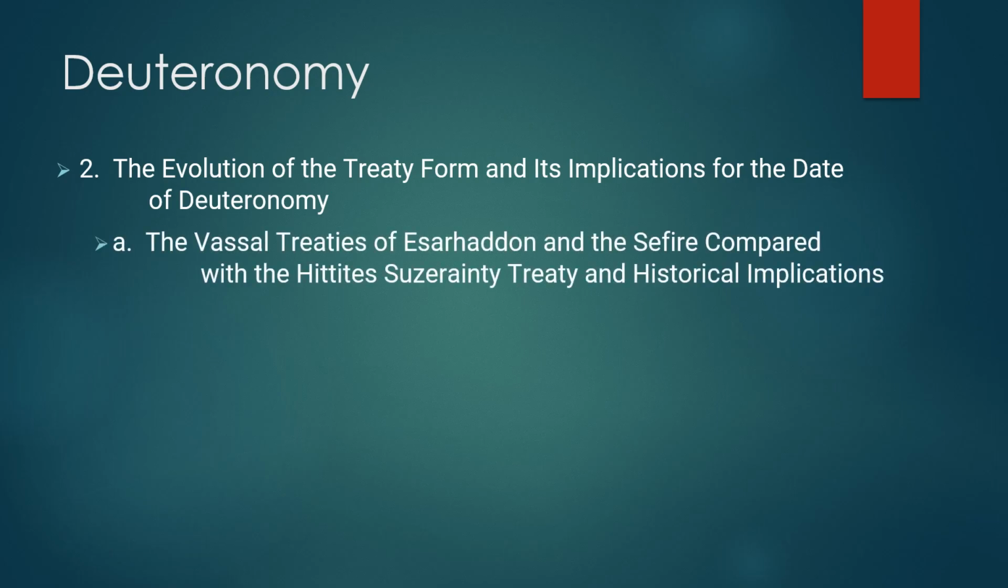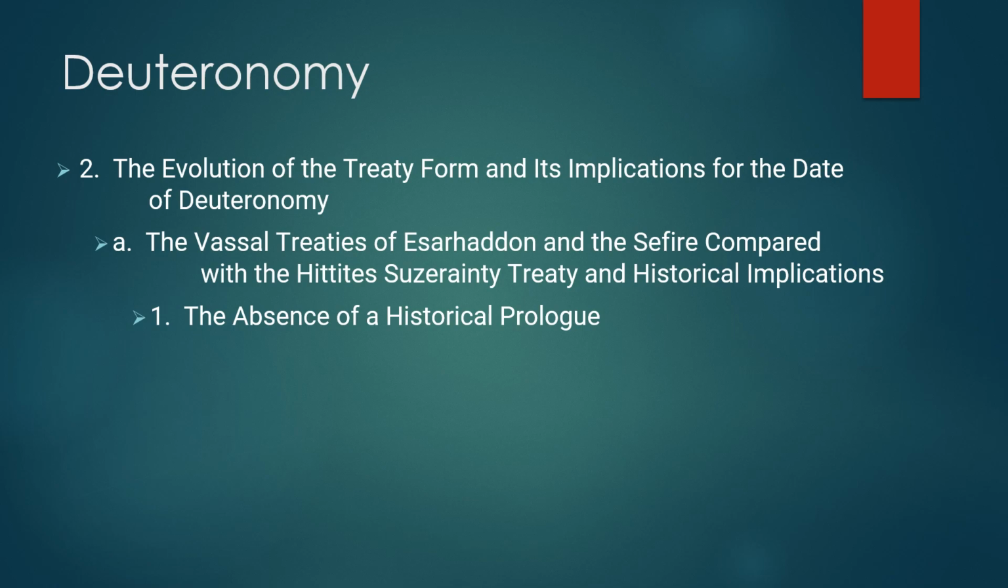Well, small a of the outline, the vassal treaties of Esarhaddon and Sefire compared with the Hittite suzerainty treaty and implications for the date of Deuteronomy. If you look at the vassal treaties of the Esarhaddon period, I think you will find that there are certain elements that are much the same as the earlier Hittite treaties. But in spite of some similarities that you would expect in any treaty, there are very important differences that we have to look at. The most important differences, I think, are enumerated here under the outline little a, little b, and little c.